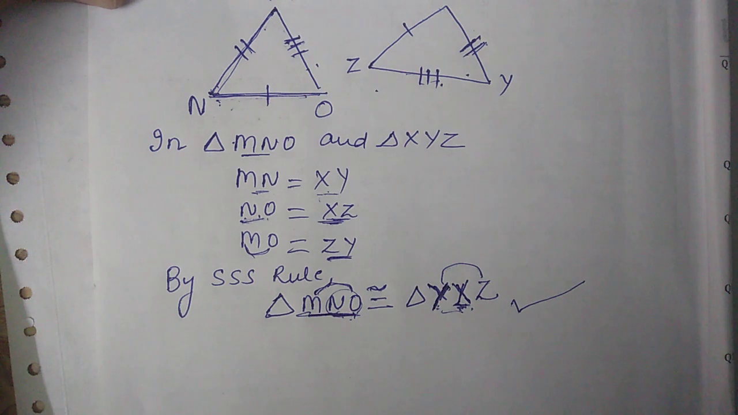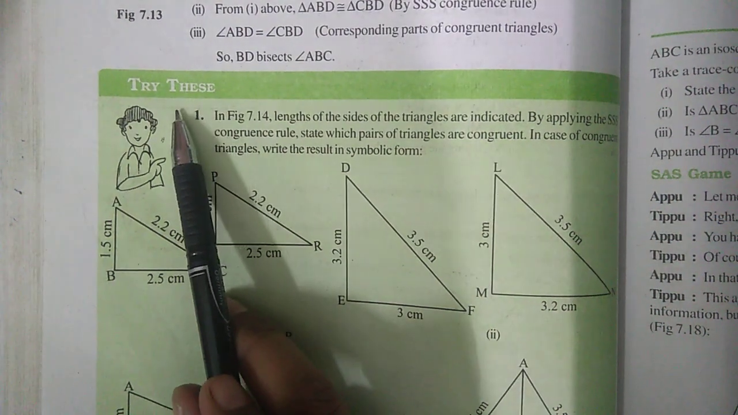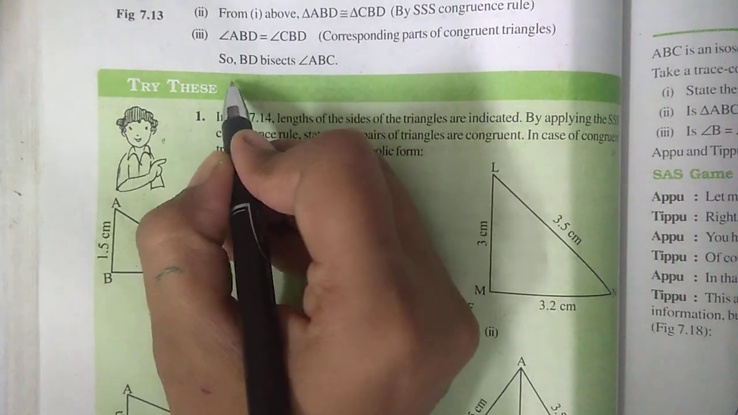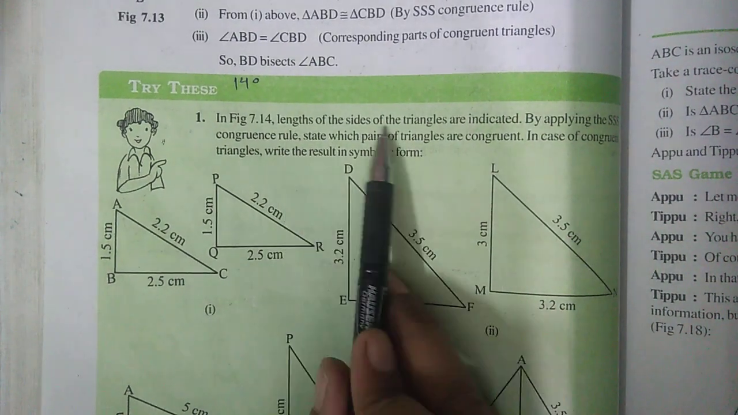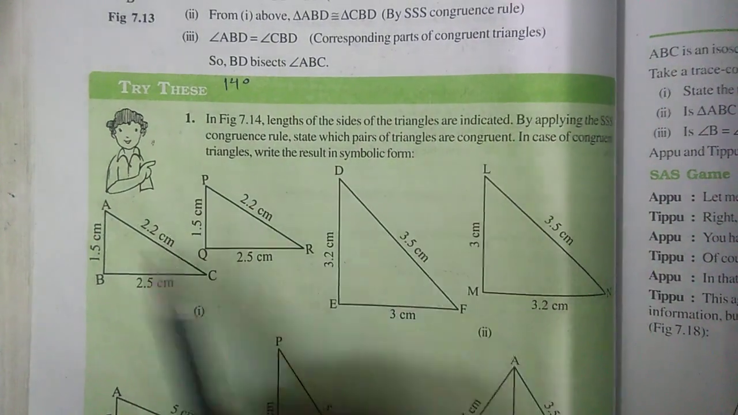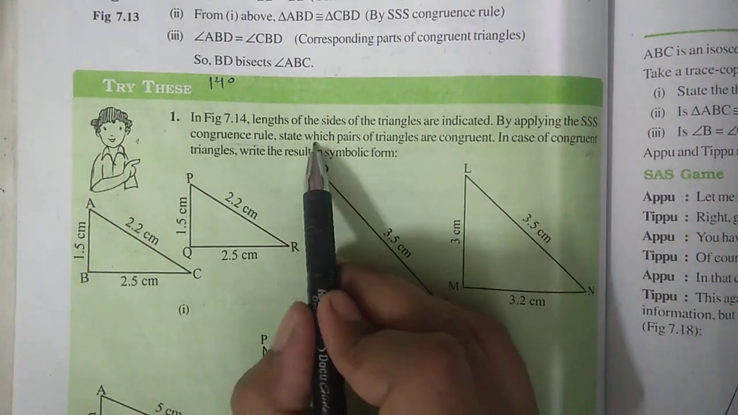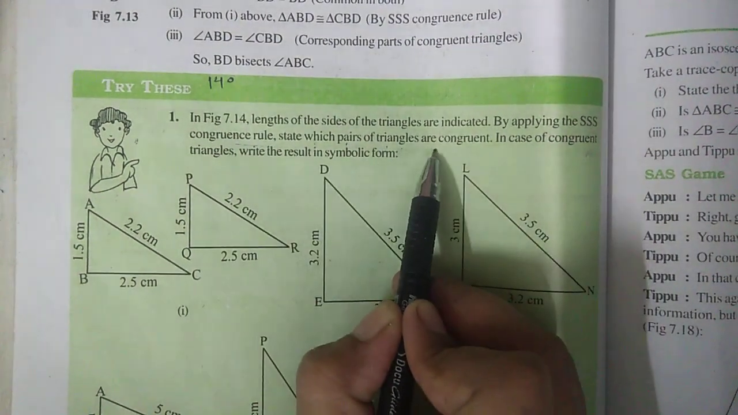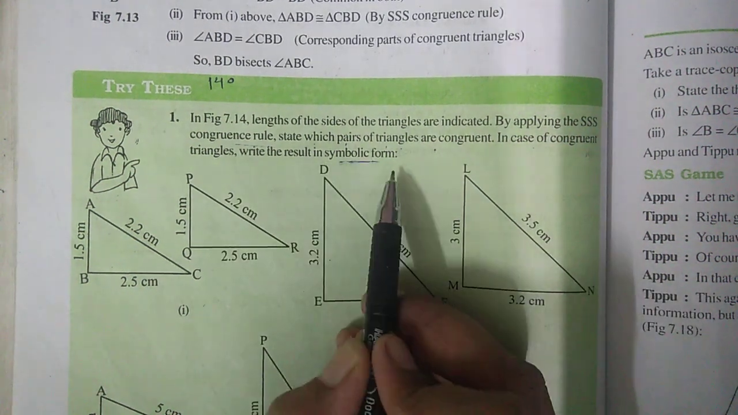Now let us do some questions related to this rule. So these are the questions given in Try These, on page number 140. The lengths of the sides of the triangles are indicated. By applying the SSS congruence rule, state which pair of triangles are congruent. In case of congruent, write the name in symbolic form.